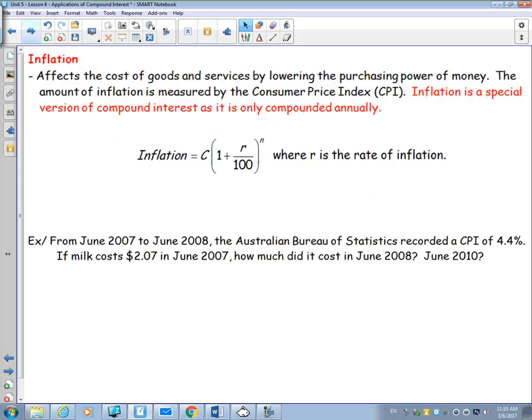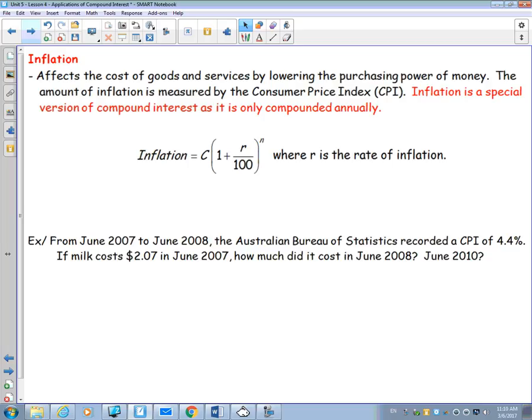Some other things we have to worry about with money. Inflation. Inflation is something that affects us in the real world. Things that cost $1 10 years ago don't cost $1 anymore. Maybe they cost $1.50 now, or $2. Inflation's an example of compound interest.